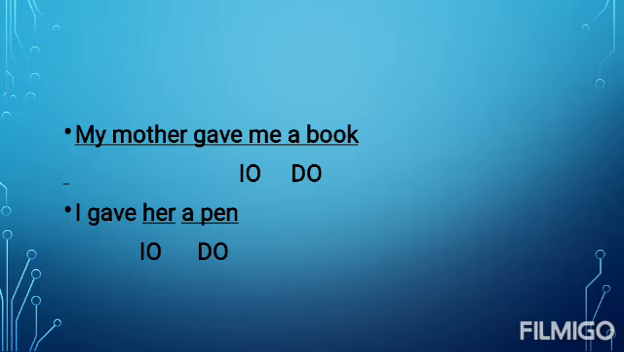I gave her a pen. I is the subject, gave is the verb, her is an object, a pen is also an object. So we have to distinguish them as indirect object and direct object. Her is a second person. We already have the first person, I, in this sentence. So her will be the indirect object and it answers the question whom. A pen is a thing and it answers the question what.